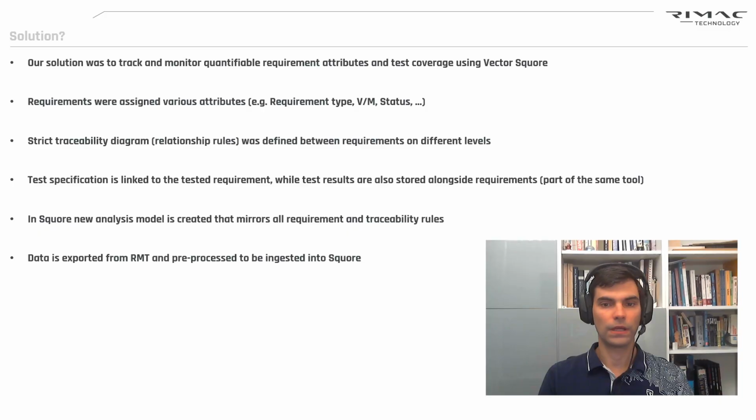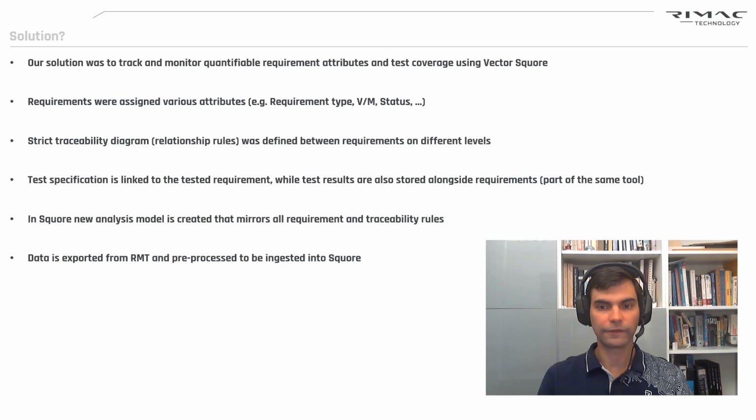So, what was the solution? Our solution was to track and monitor quantifiable requirement attributes and test coverage using Vector Squore. So how did we do this? We assigned various attributes to the requirements, for example, requirement type, verification method, status, and so on.